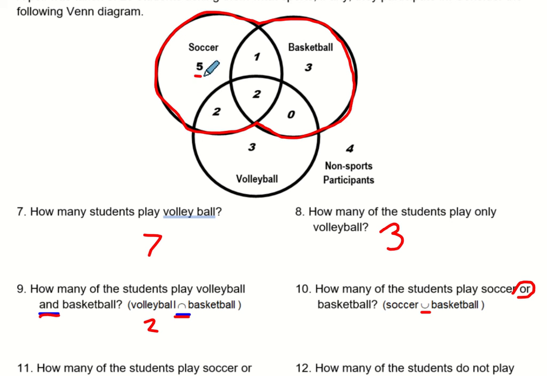So that would be 5 plus 2 is 7, plus 2 is 9, plus 1 is 10, plus 3 is 13, and plus 0 is still 13. So I just wanted to make sure I go over the "and" or "or" thing, because that will confuse people.